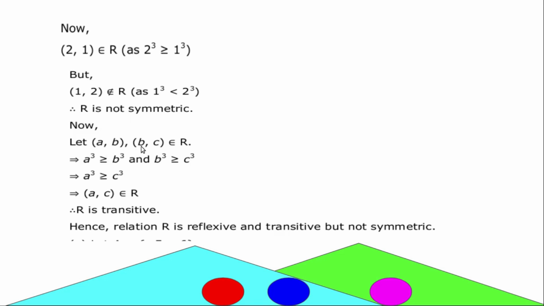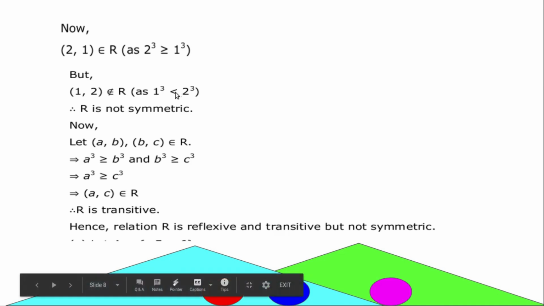Now consider (a, b) and (b, c) belonging to R. This implies a cube is greater than or equal to b cube and b cube is greater than or equal to c cube. From these two we get a cube is greater than or equal to c cube. So ordered pair (a, c) belongs to R, so R is transitive. So this relation R is reflexive and transitive but not symmetric.